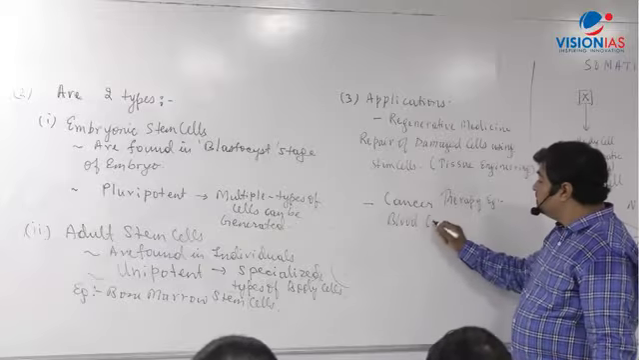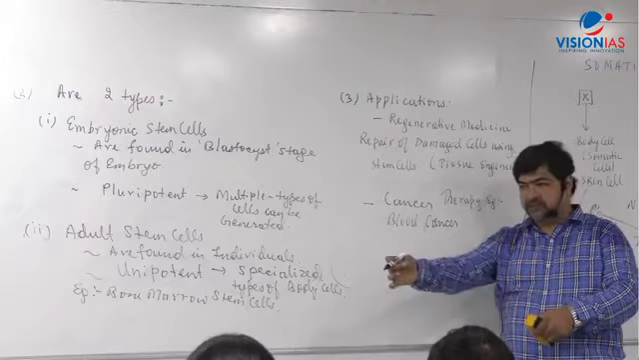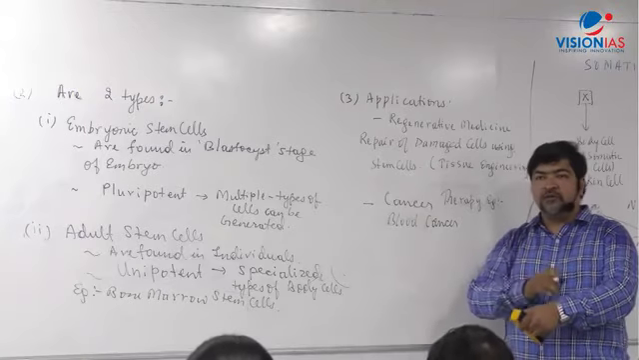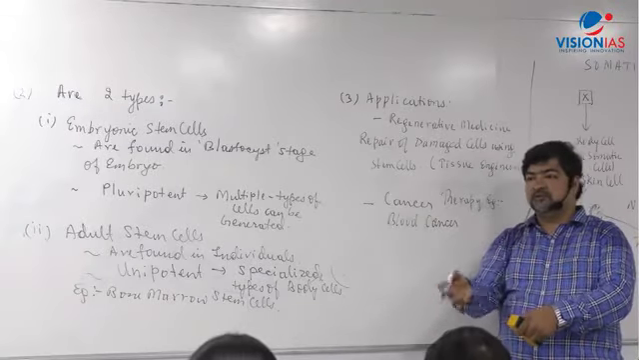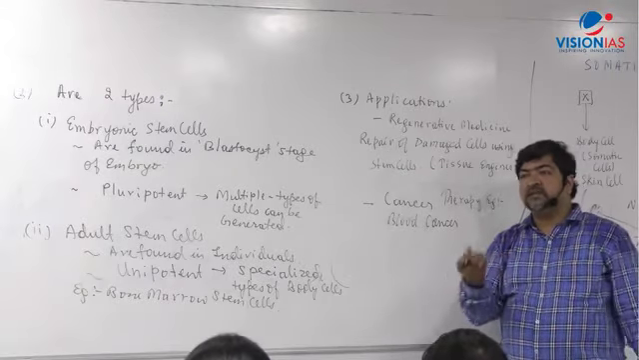So in the case of blood cancer, what is done normally in a hospital? Bone marrow transplant. A person's bone marrow has to be transplanted from another person, they get the transplantation. But sometimes what happens? The graft can be rejected.